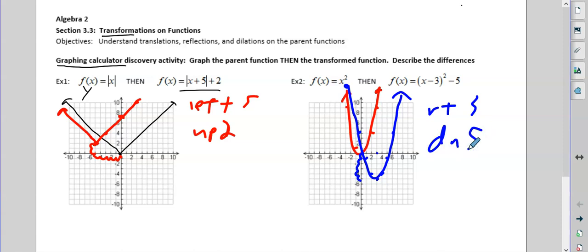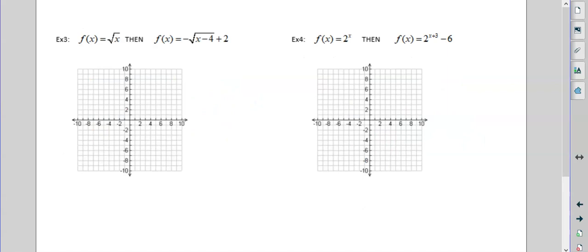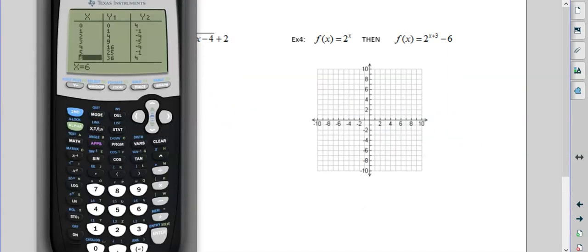Maybe see where these numbers came from? Right 3, down 5. Left 5. Up 2. We'll get more into that. All right. Square root of x.